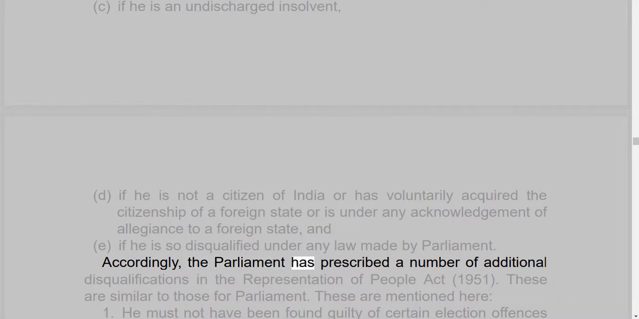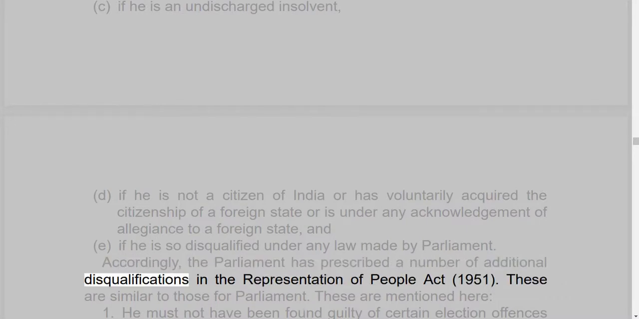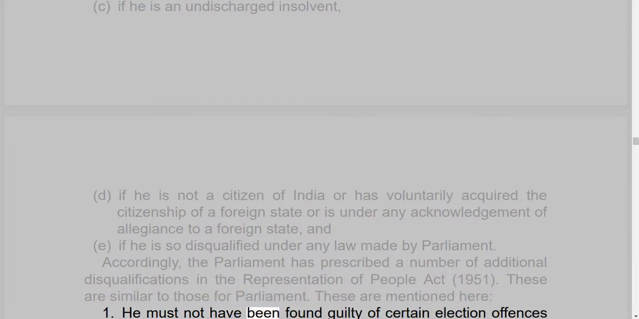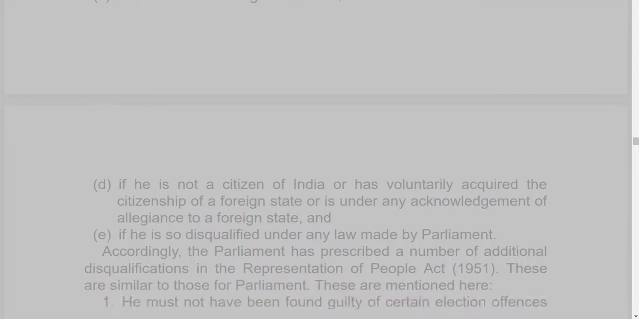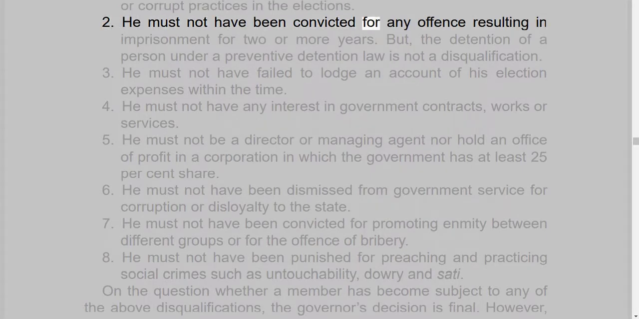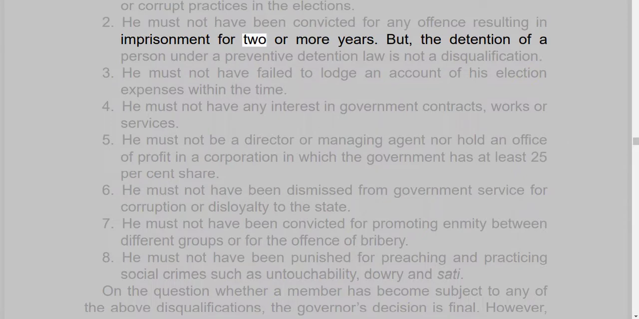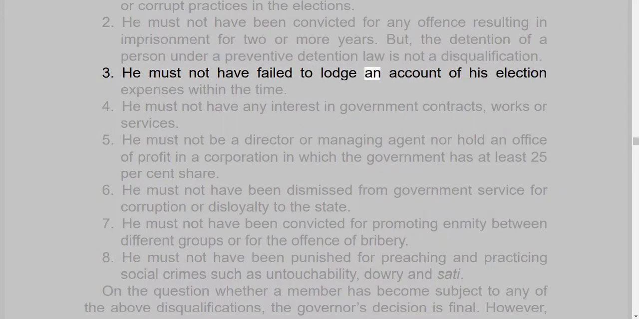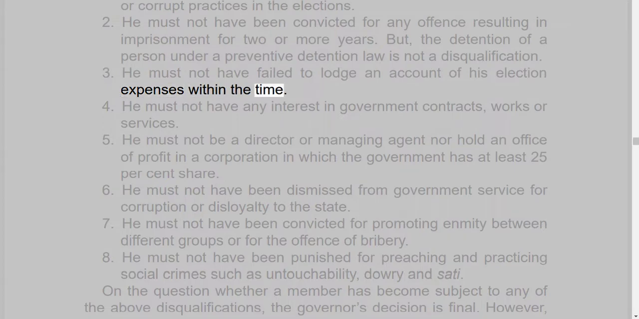Accordingly, the Parliament has prescribed a number of additional disqualifications in the Representation of People Act, 1951. These are similar to those for Parliament. These are mentioned here. 1. He must not have been found guilty of certain election offences or corrupt practices in the elections. 2. He must not have been convicted for any offence resulting in imprisonment for 2 or more years. But, the detention of a person under a preventive detention law is not a disqualification. 3. He must not have failed to lodge an account of his election expenses within the time.